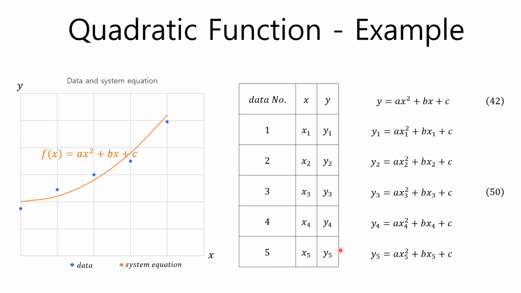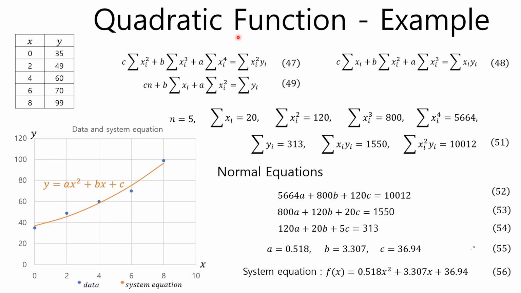If you formulate an expression by substituting each of the 5 data into the system equation 42, it can be expressed as 5 equations in equation 50, including y1, y2, y3, y4, and y5. If the measured data values are as shown in the table, they appear as blue dots when displayed in a scatter plot. Using the normal equations 47, 48, and 49 obtained earlier, we can find the coefficients a, b, and c of the system equation.